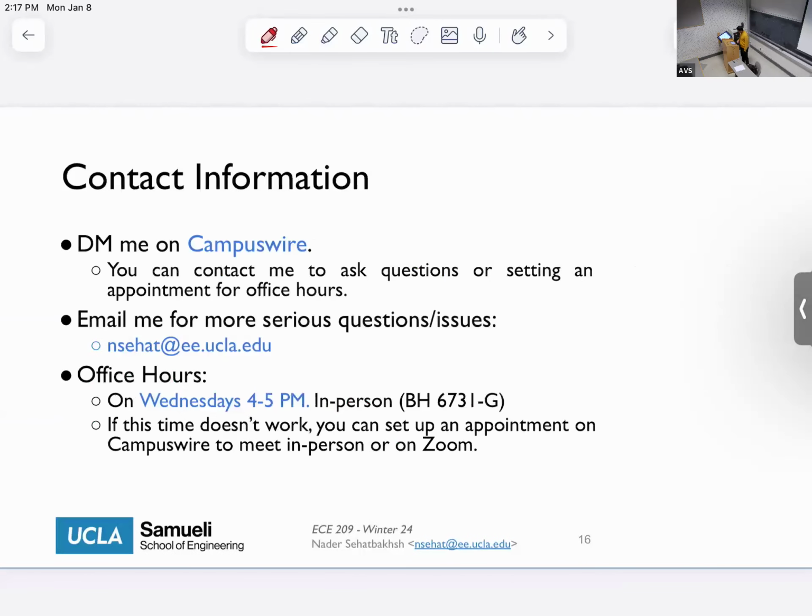So anyway, the best way to reach me is through CampusWire. I'm going to talk about what CampusWire is. But for this particular course, if you have any questions, the easiest way is CampusWire, because then I know where the requests are. You can email me as well for more serious stuff, but CampusWire is the easiest way to contact me. I have office hours on Wednesday after the class, 4 to 5. I usually stay a little bit longer as well, so you can come and talk to me afterwards.